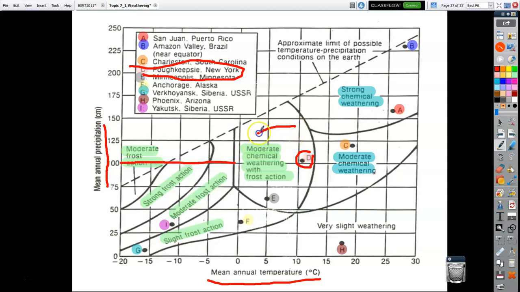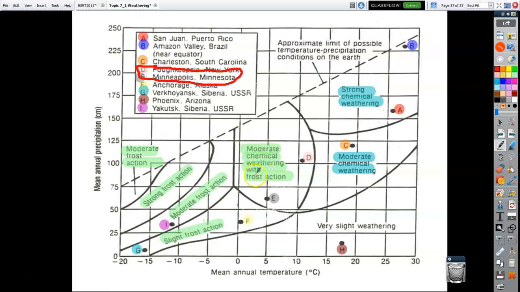That puts us in this section here. Moderate chemical weathering, which means we have some chemical weathering in the summer, but we also have the frost action. We'd be in the same category as letter E, let me clear this, which is Minneapolis. So Poughkeepsie and Minneapolis are both going to be in that. They get both. They get some chemical weathering with the physical weathering, the frost action.